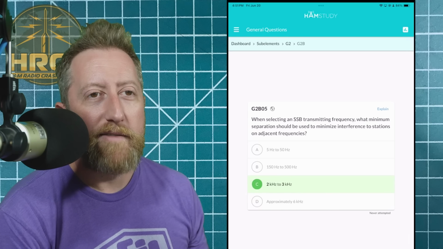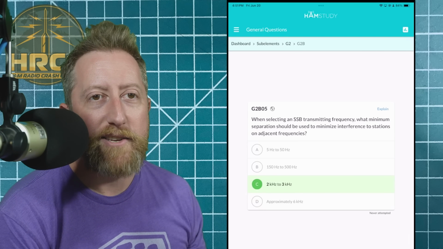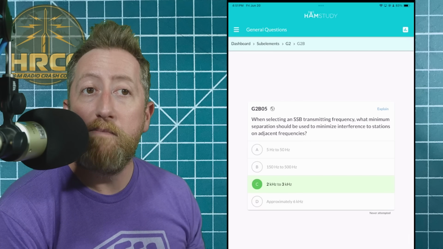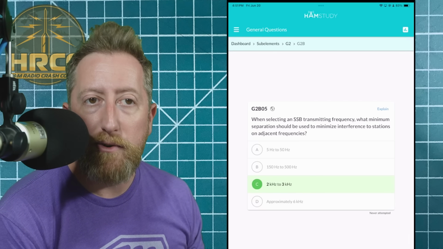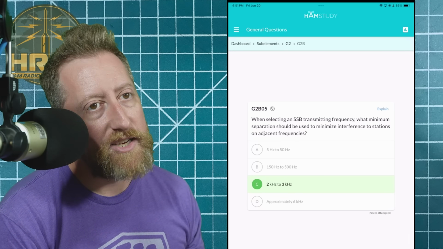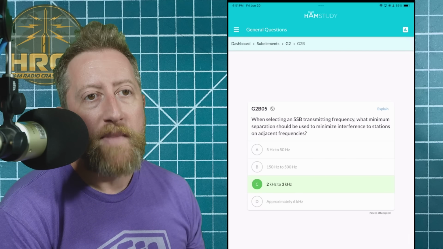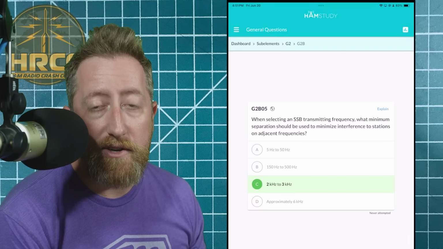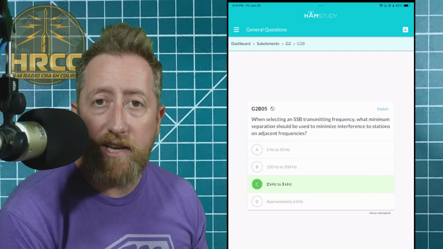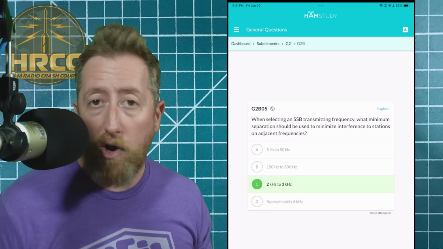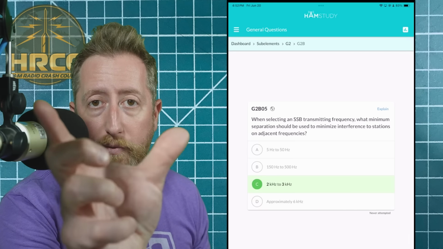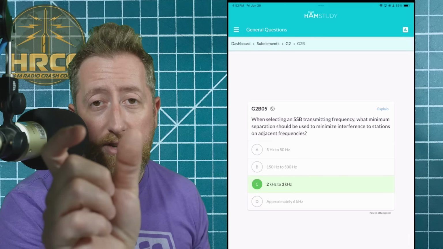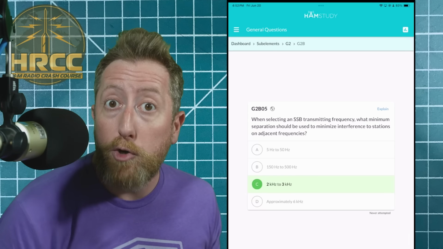You get it. Number 5, when selecting an SSB transmitting frequency, what minimum separation should be used to minimize interference to stations on adjacent frequencies? And the answer is C, 2 kilohertz to 3 kilohertz. And the range, again, is because you can actually transmit less wide bandwidth, right? You can actually bring this down to 2.4, and you can bump it up to 2.8.